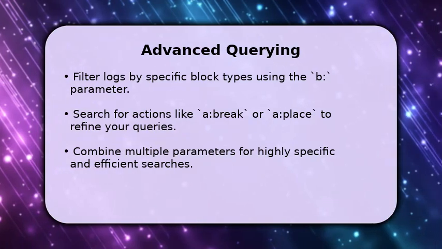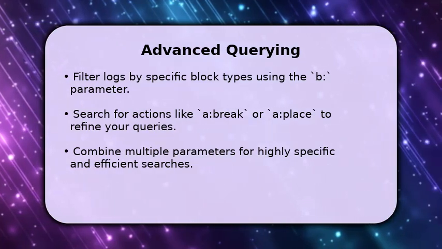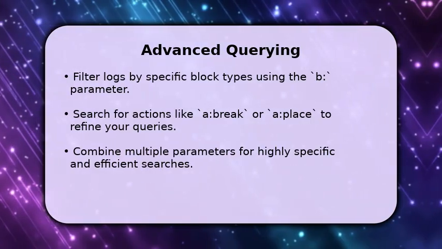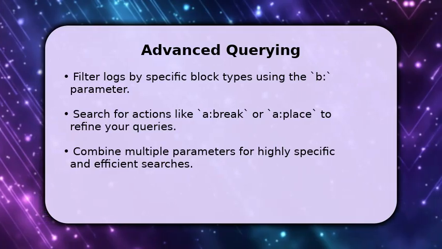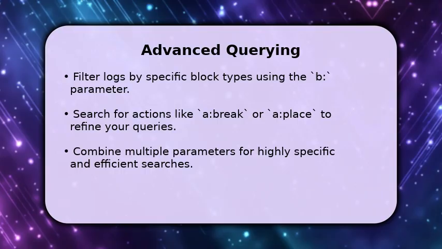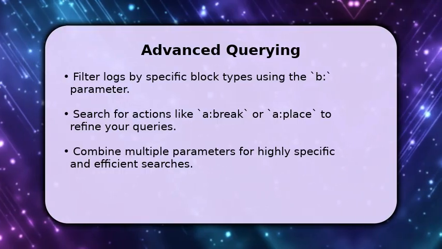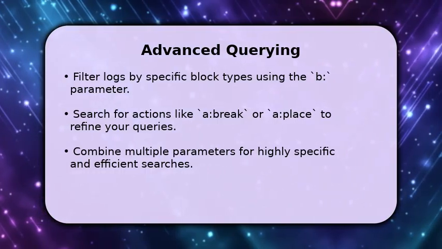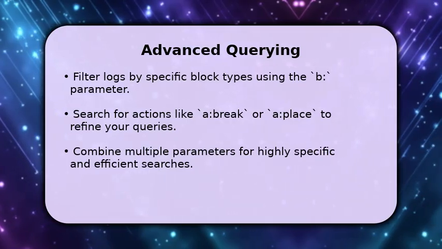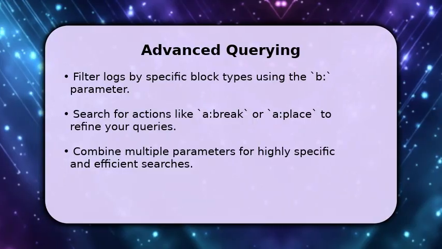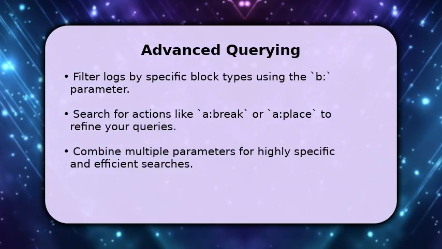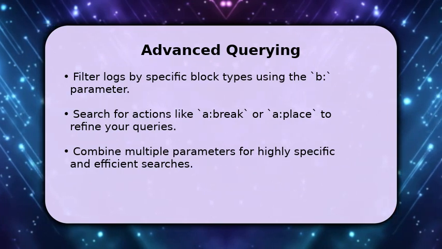Finally, let's explore some advanced querying options to make your investigations even more precise. You can filter your searches by specific block types using the b parameter, like b:stone. To look for particular actions, use a:break for block destruction, or a:place for block placement. Combining these parameters, such as /co l t:1d a:break b:diamond_ore, allows you to pinpoint exactly what you need, like who broke diamond ore in the last 24 hours.